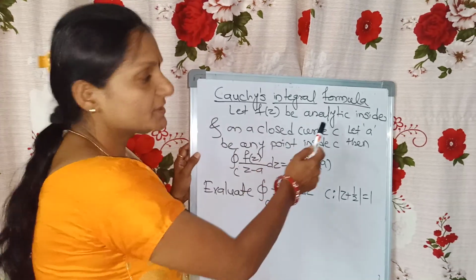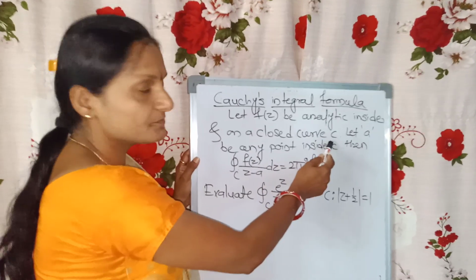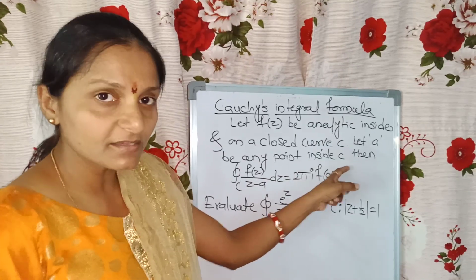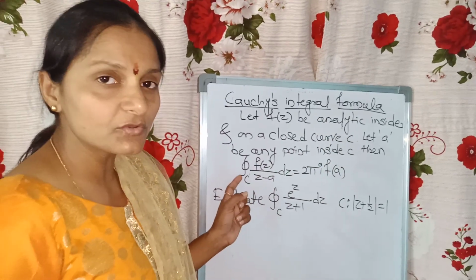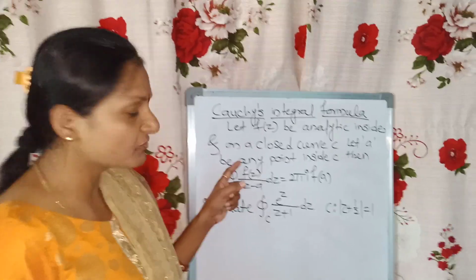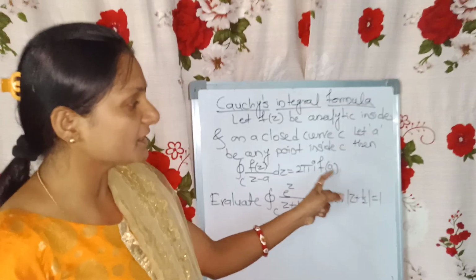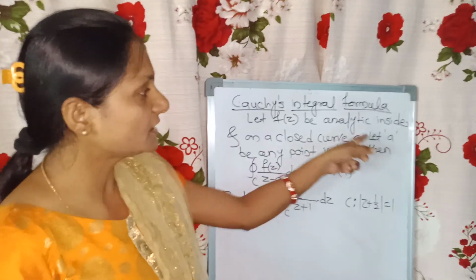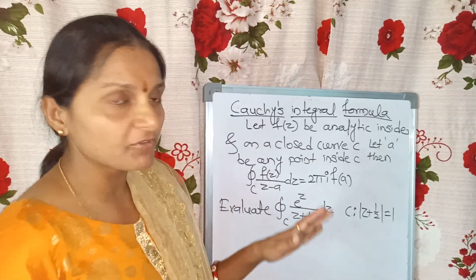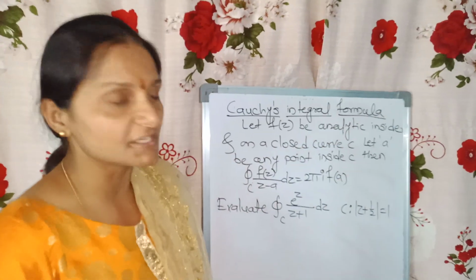Let f of z be analytic inside and on a closed curve C, and a is any point inside C. Then we can find the integral over the closed curve C of f of z by z minus a dz. This value is 2 pi i f of a. Observe that the point a is lying inside the curve C and the function f of z is analytic inside as well as on the curve C.